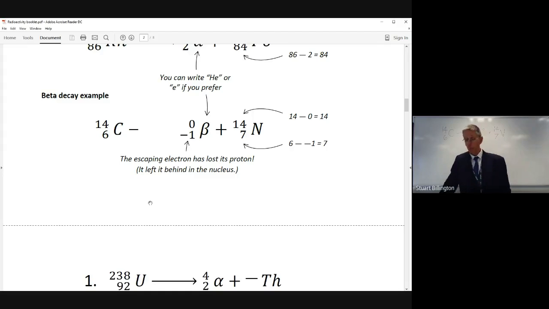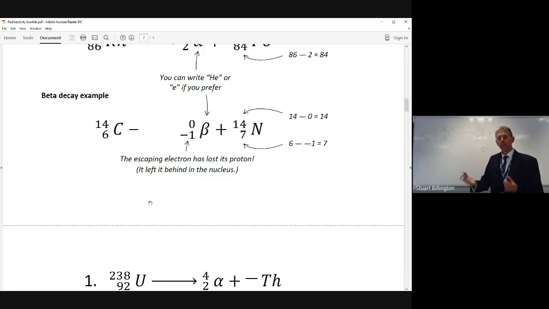Also, when we were doing alpha, we just discussed that you can write helium if you want to, because alpha is just what we called it before we knew it was helium. If you want to write beta as an electron instead, you can do that. We called it beta when we didn't know what it was, but now we do know what it is. It's an electron, so you can call it an electron if you want to. Whether you call it beta or you call it an electron, it's always 0 and -1.